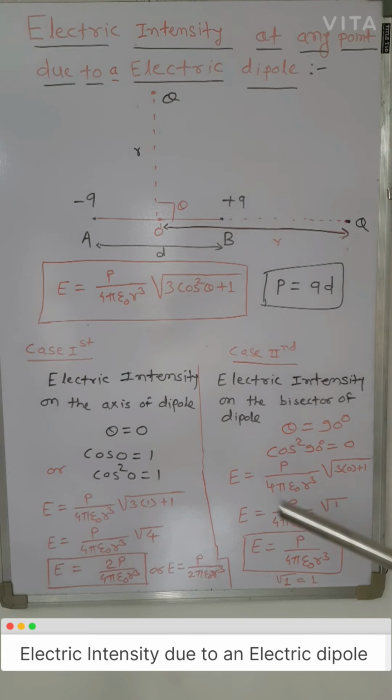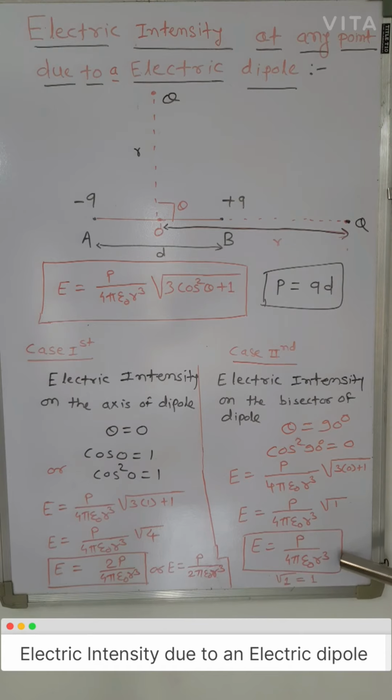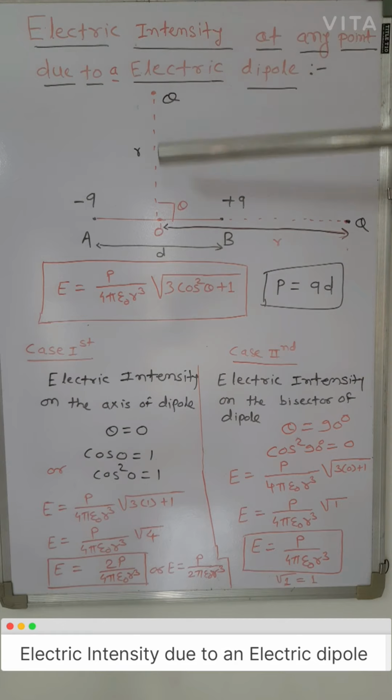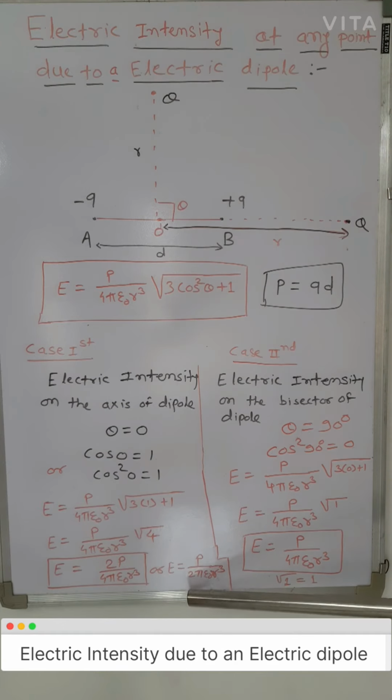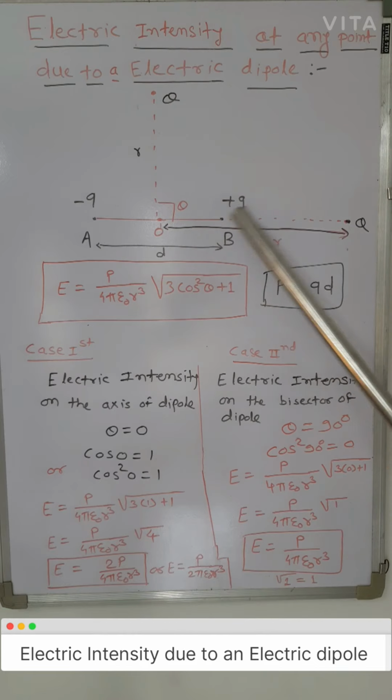0 multiplied by 3 is 0, so under root 1 is remaining. So E is equal to p upon 4 pi epsilon 0 r cube multiplied by under root 1, and under root 1 is equal to 1. So E is equal to p upon 4 pi epsilon 0 r cube. This is the equation when we want to calculate the electric field intensity along the bisector, and the earlier one is the formula for the electric field intensity along the axis.